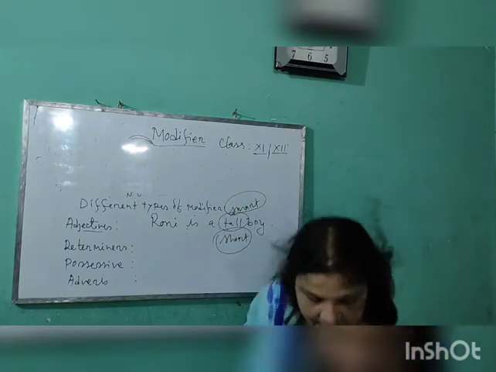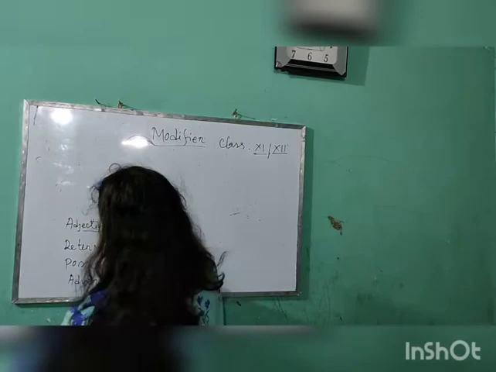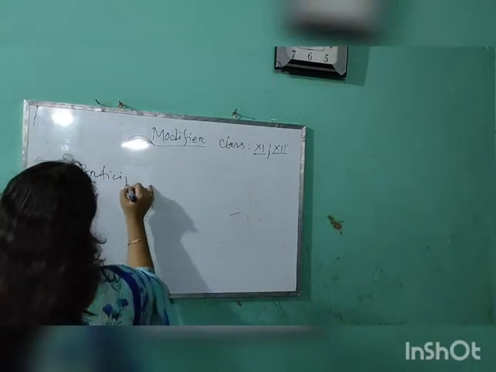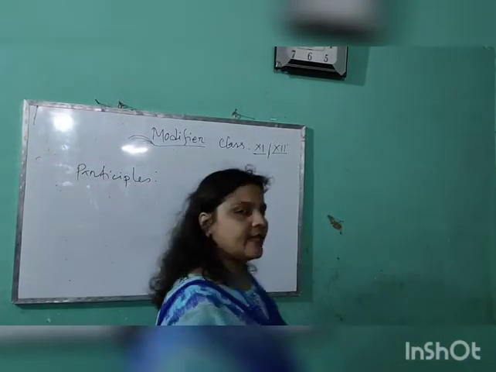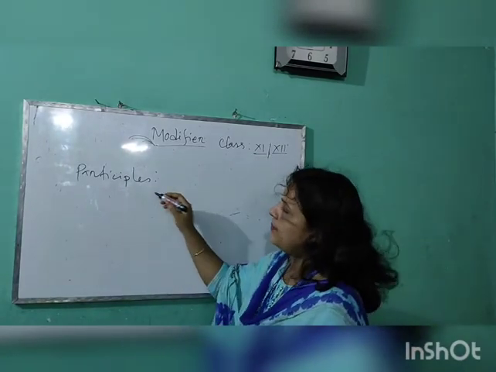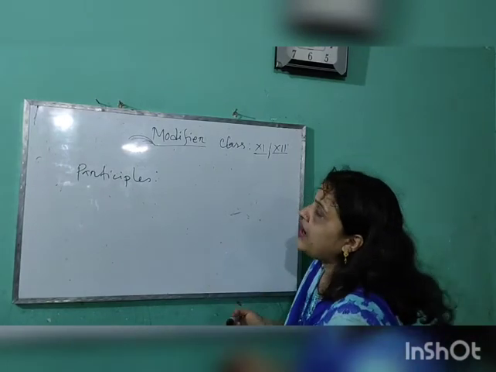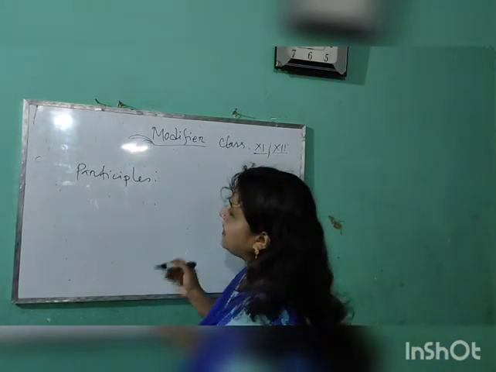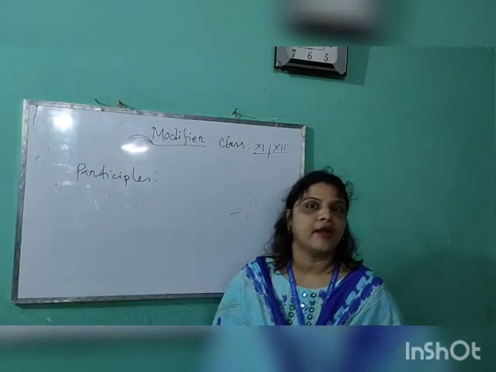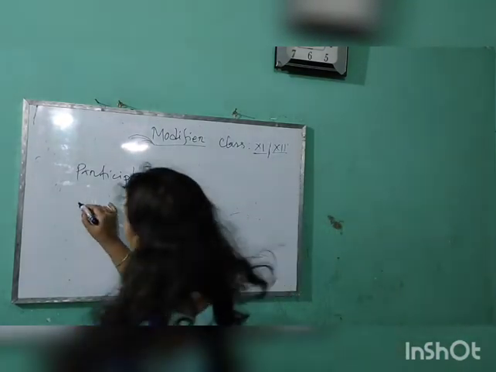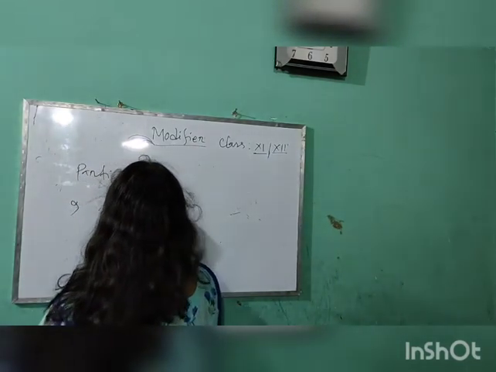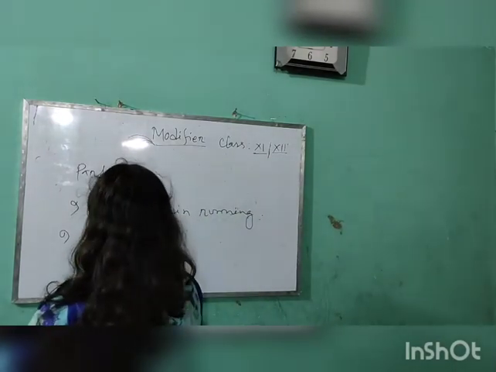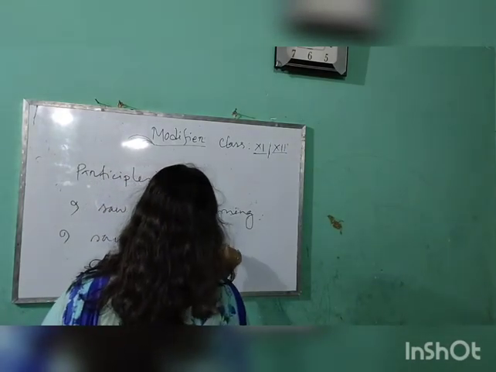Okay, now let us see another thing, like participles. You know, participle is one kind of adjective. When a verb functions as an adjective, this is basically known as participle. And participles can be used as a pre-modifier and post-modifier. Now I'm going to give you examples, like I saw a train running. I saw a running train.